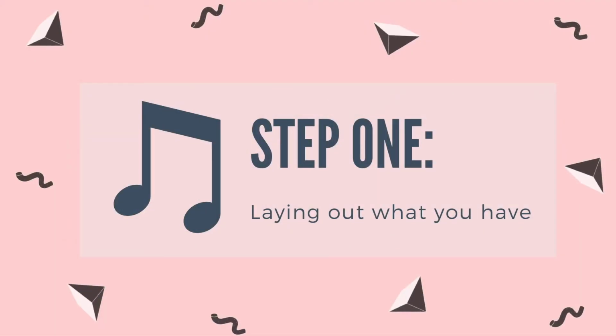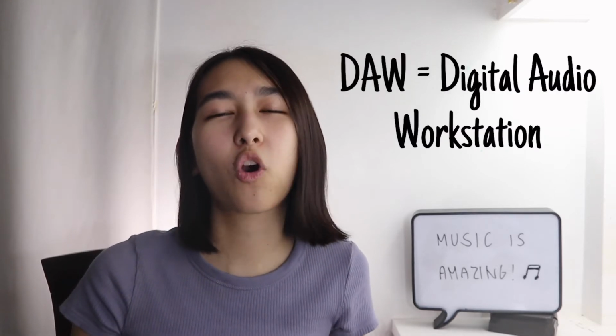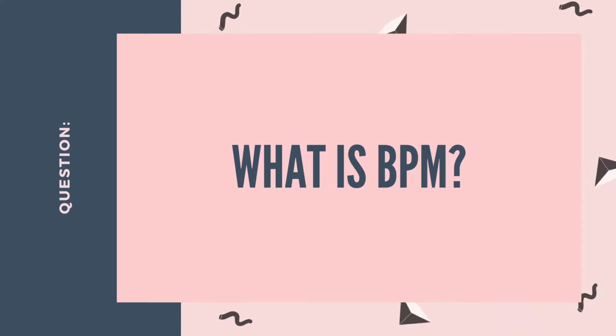Step 1. Laying out what you have. In this step, you need to first find your BPM and then draw your melody in a DAW or digital audio workspace such as GarageBand. But if this doesn't apply to you, you can just skip the step. What is BPM? BPM stands for beats per minute. It basically tells you the tempo or how fast or slow a song is. It helps guide the drums and the beats and basically the rhythm altogether.